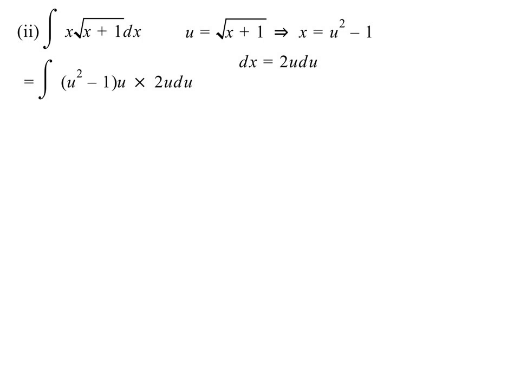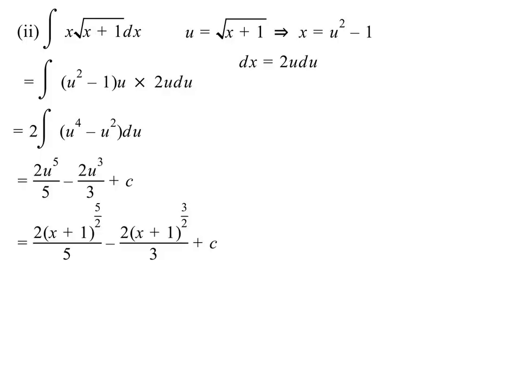So substituting in, x is u squared minus 1. I can go straight in for that. We said the square root of x plus 1 is u, and dx is 2u du. I can now do a nice easy integration. Add 1 to the power over the power. Substitute back in. Mere mortal answer.